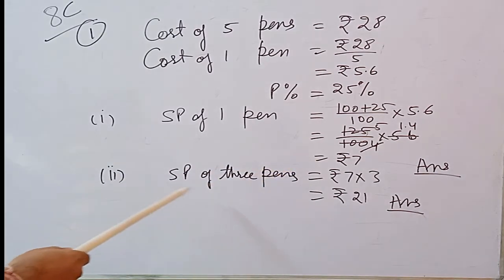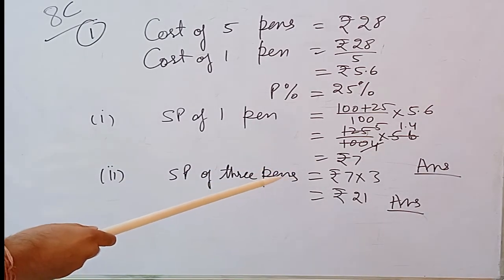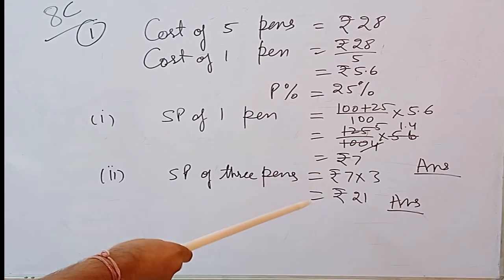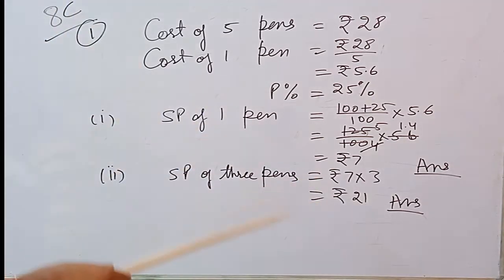Now we have to find out the selling price of 3 pens, that is selling price of 1 pen multiplied by 3, that is rupees 21. So in that manner you will do question number 1 of exercise 8C.